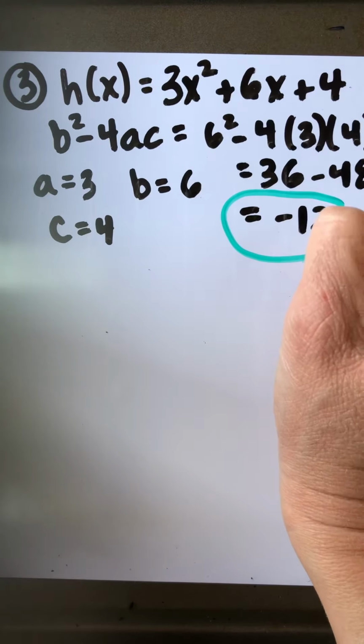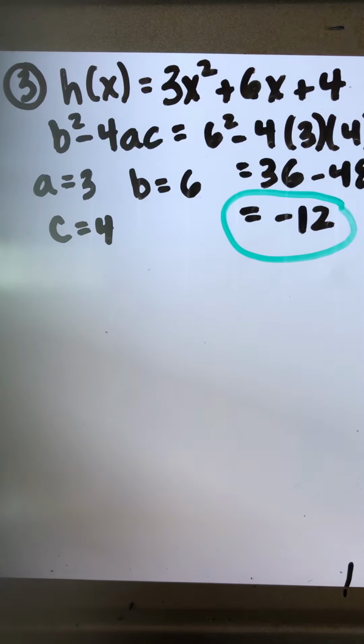Now, if you refer to the previous page in your interactive notebook, you're going to see that we identified that if a quadratic has a negative discriminant, then there are no roots. The graph will not touch the x-axis. It will not have any x-intercepts. So let's confirm this by using the quadratic formula and also by looking at a graph of the function.